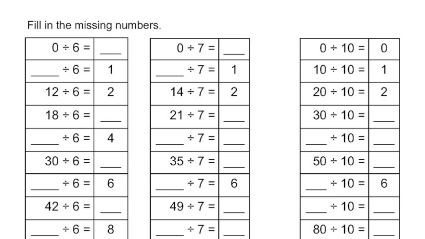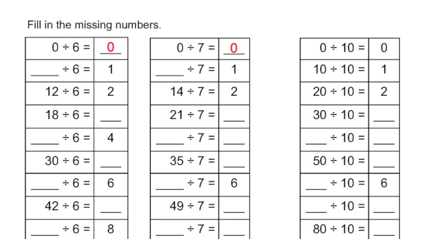So I have first 0 divided by 6 and 0 divided by 7 in my first row. I do know that 0 divided by 10 is equal to 0 as it gives that to me. And 0 divided by anything is always going to be 0. So you can just fill in zeros for those right there.